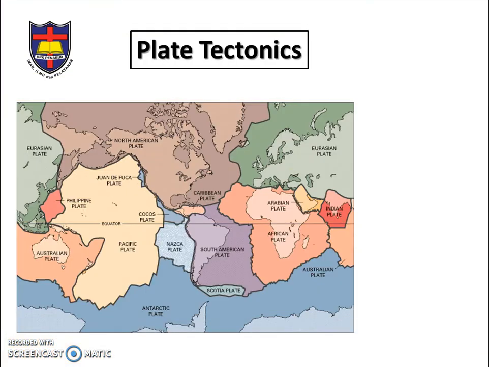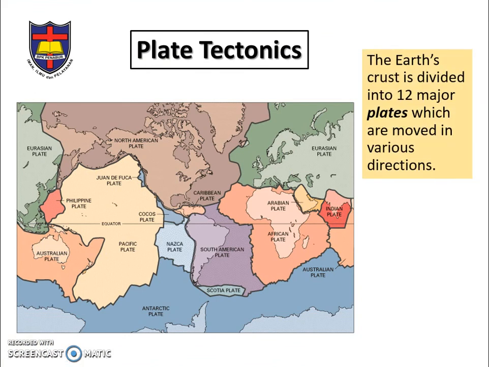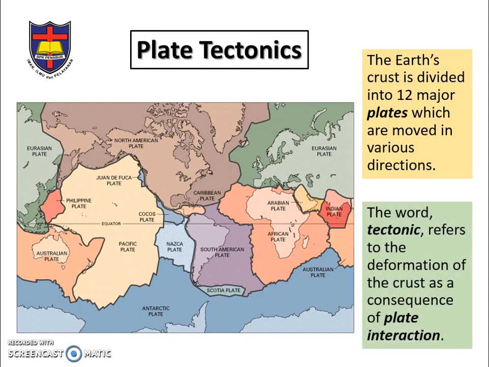Next, we'll talk about plate tectonics. The Earth's crust is divided into 12 plates which move in various directions. This plate motion causes them to collide, pull apart, or scrape against each other. Each type of interaction causes a characteristic set of Earth structures or tectonic features.